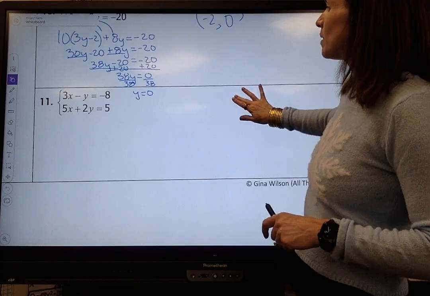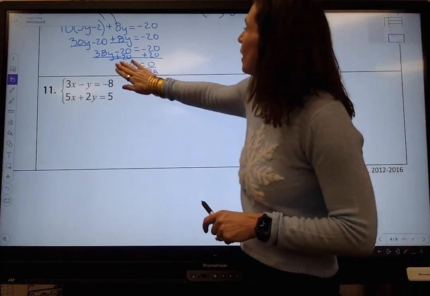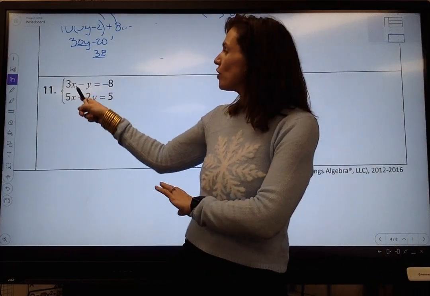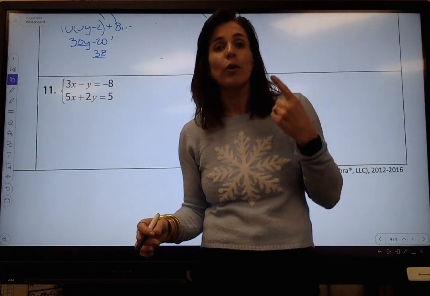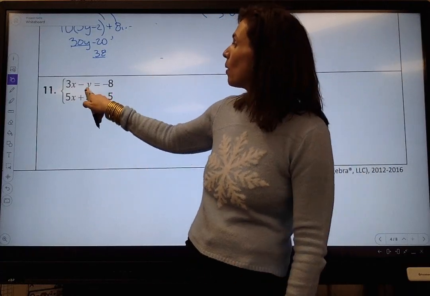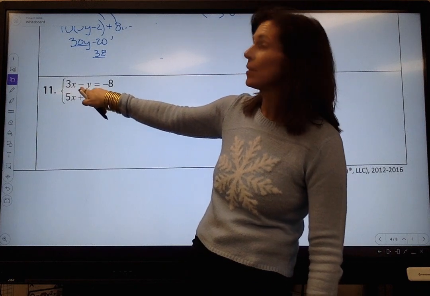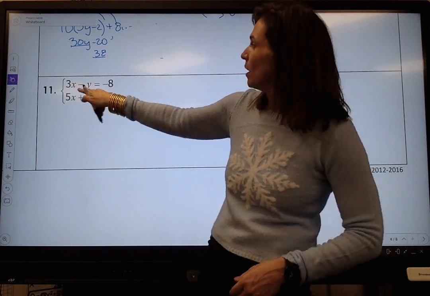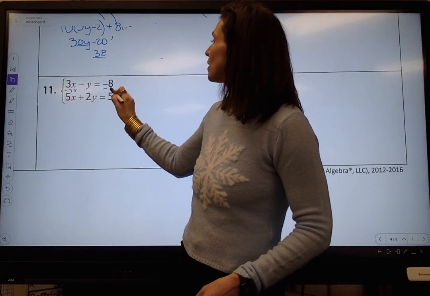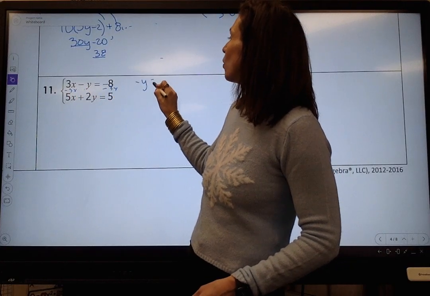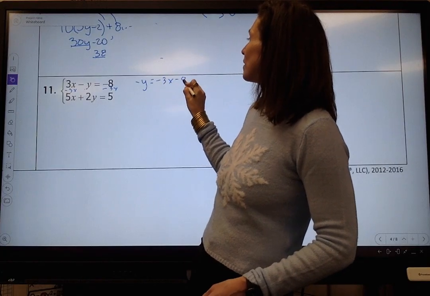Okay, let's jump down to number 11. And in this case, which variable is the easiest to get by itself? It's still the best when your coefficient is 1. So I'm going to get y by itself up here. Now, it's negative, but that's okay. We can get rid of the negative. So I'm going to subtract 3x from both sides. And I get negative y equals negative 3x minus 8.